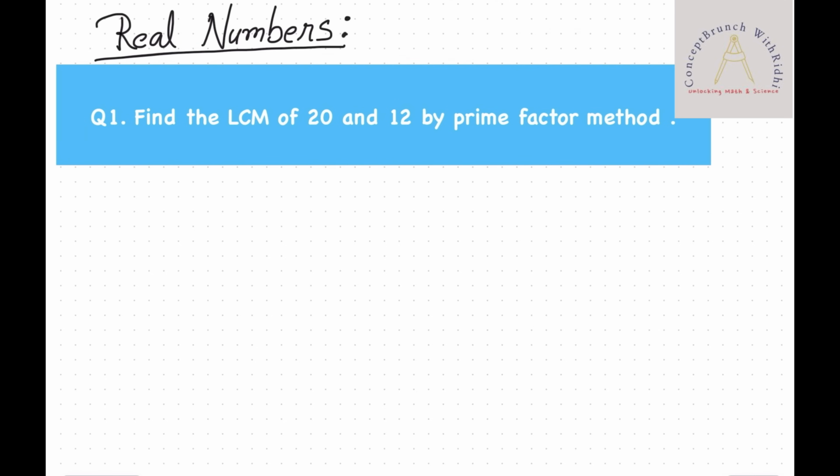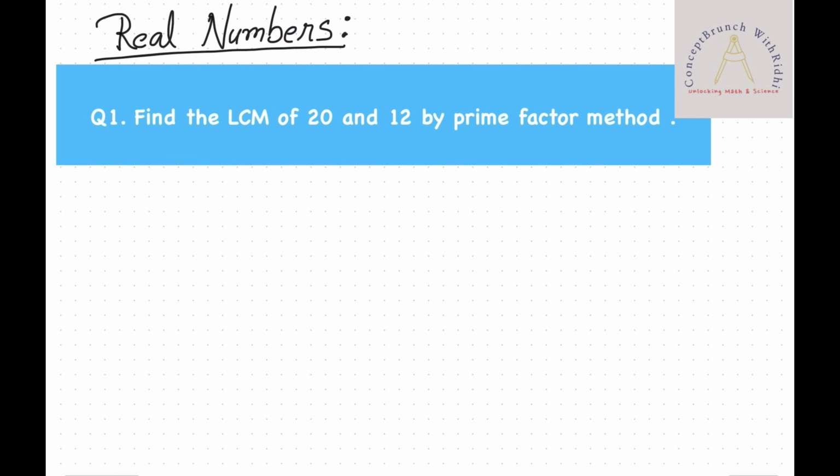Our first chapter is real numbers. Here, I covered 6 carefully selected questions that are very important for the exams. Pay close attention as I explain each solution step by step. This is our first question: find the LCM of 20 and 12 using the prime factorization method.